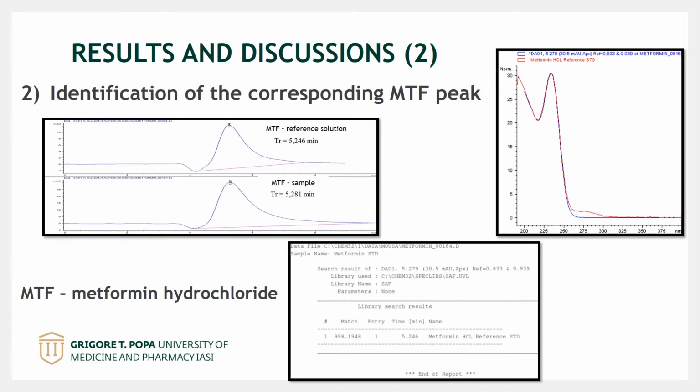The image on the left compares the chromatograms for the reference solution and for a sample, respectively. As seen for the sample solution, the retention time is 5.281 minutes, a value that falls within the required deviation limit, which is plus or minus 15%. By comparing the spectrum of the sample solution with the spectra saved in the spectral library, a report is obtained in which the similarity factor of the peak spectrum in the sample chromatogram and that of the spectral library, obtained by reference substance, is presented.